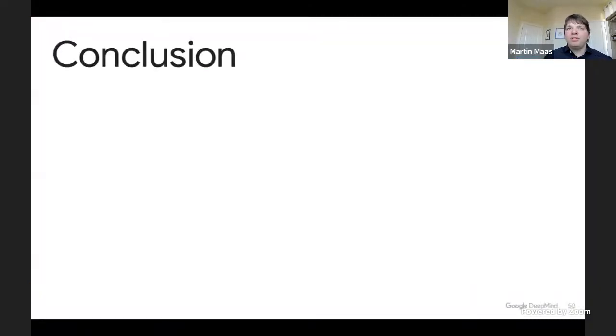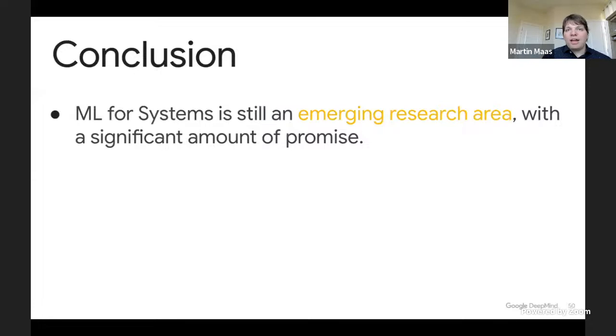And so that brings me to the end of the talk. And I think there are a couple of takeaways I would like to leave you with. So machine learning for systems, I would argue, is a growing but still an emerging research area. But it is also an area that has a significant amount of promise. And I think this makes it exciting because it is still early enough that there are lots of problems that are simply not solved. And there is a lot of really interesting and impactful work still to be done in this area.